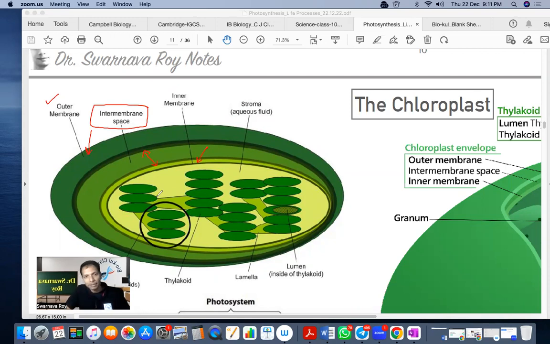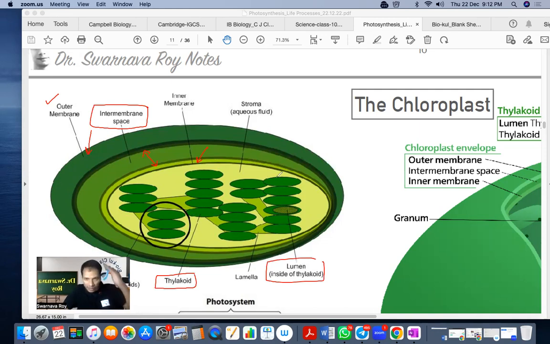What else do we have? In the chloroplast, there are these disc-like structures which are called the thylakoids. You see, the thylakoids. The inside of the thylakoid is called the thylakoid lumen. So this is the lumen, or the inside of the thylakoid.